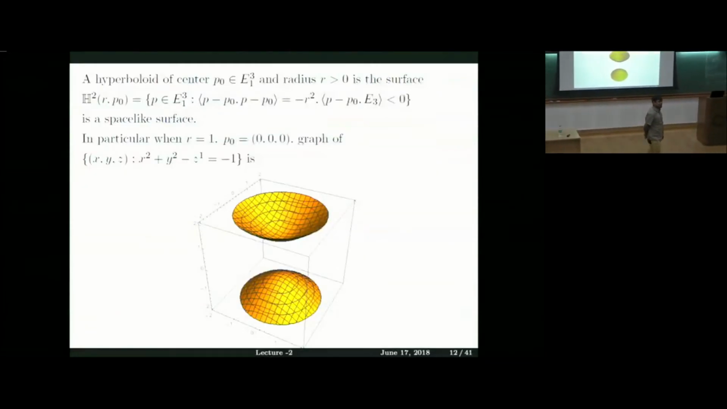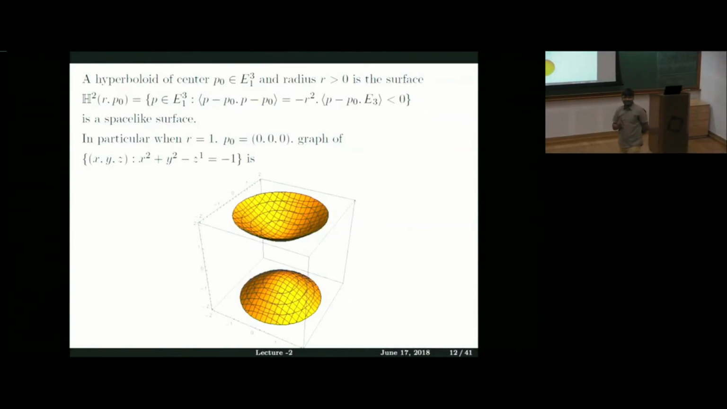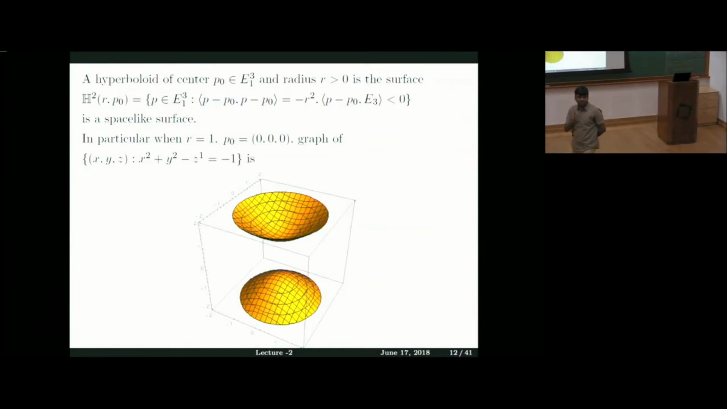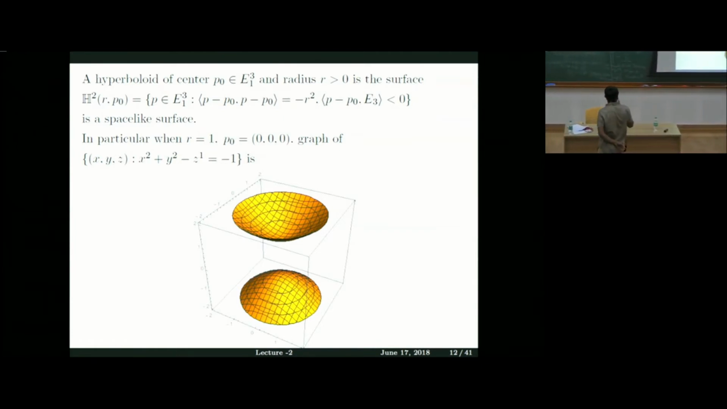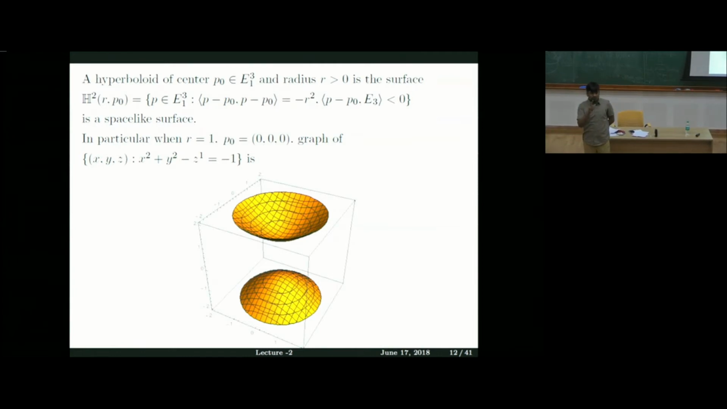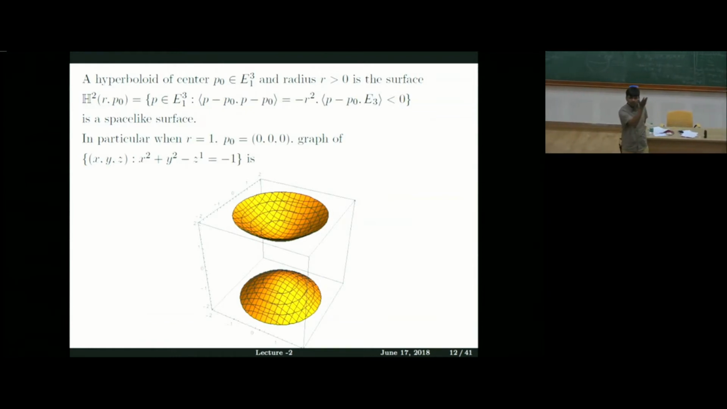Hyperboloid of center P naught. Just see the definition, just see the expression which I have written. The expression is the norm of P minus P naught, minus R square, and the last thing is P minus P naught dot E3 is less than 0. E3 means the vector (0, 0, 1). So what does this say? I'm taking basically one component.